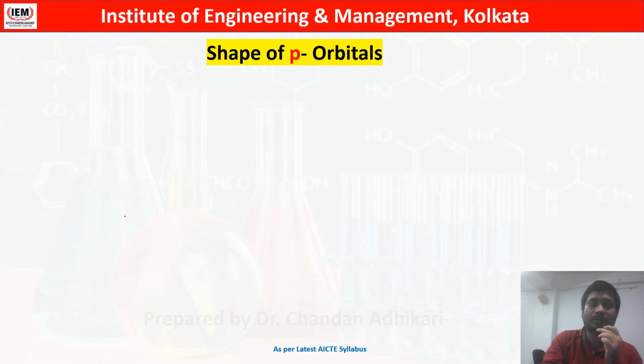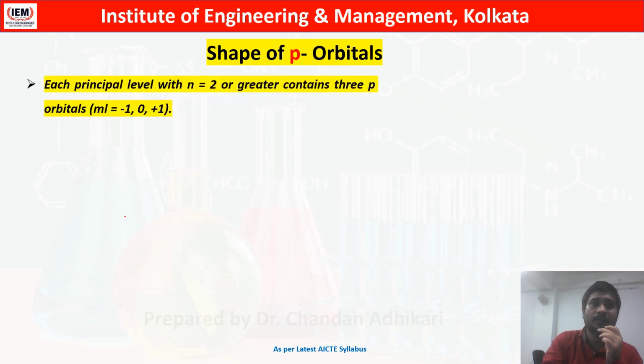So now what we will try to understand? We will try to understand about the p orbitals. Now p orbitals are only possible if l equals 1. That means p orbital must have n equals 2 or greater. If n equals 1, then there is no existence of p orbital, because l value is always 0 to n minus 1. So if n equals 2 or greater, only then will p orbital come into the picture, because l must have the value of 1.